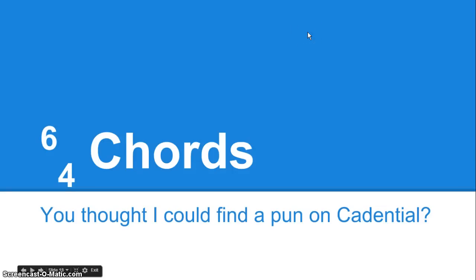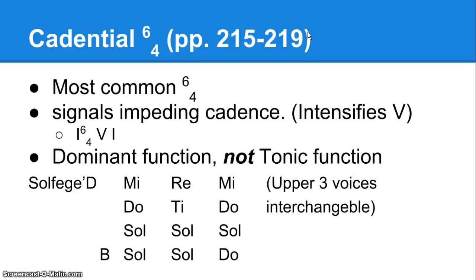Welcome to the last video on 6-4 chords, this time the cadential 6-4. We're on page 215. This is the most common of all of our 6-4 chord types, and it signals an impending cadence. So remember that it's a tonic 6-4 chord, 1-6-4, which has sol, G in the bass, just like 5 does. And it goes directly to 5. And it's intensifying 5, so it has a dominant function with the sol in the bass. It's not a tonic function chord.